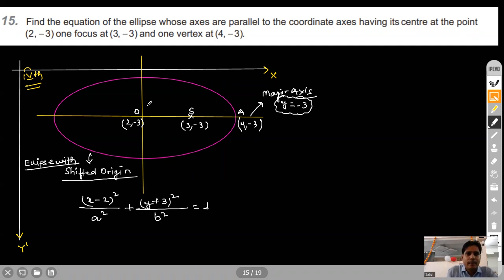So if you observe this distance, what is this distance OS? The x coordinate of O is 2 and of S it is 3. So this distance is 1 unit. And this distance between S and A, the x coordinate of S is 3 and the x coordinate of A is 4. So this is also 1 unit basically.